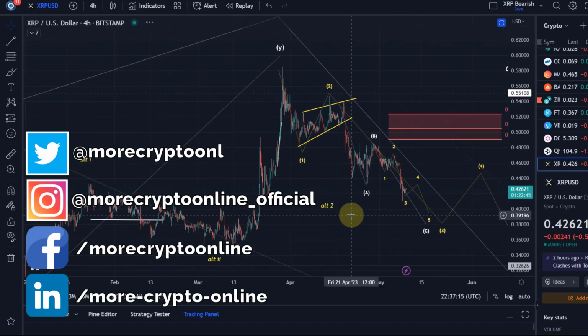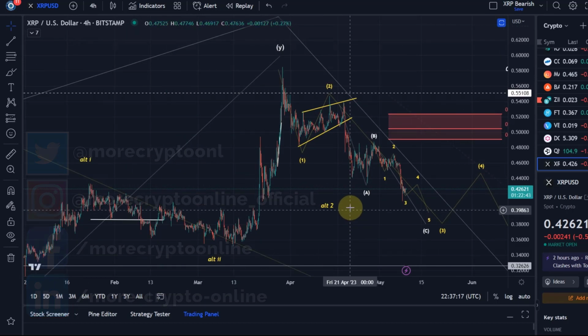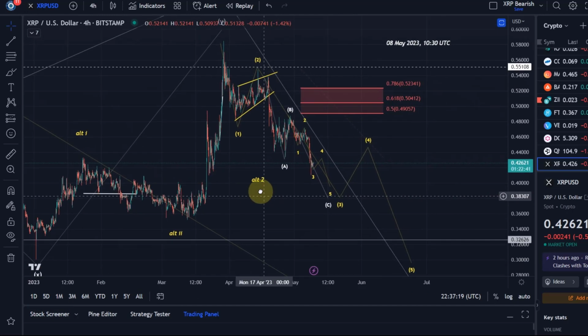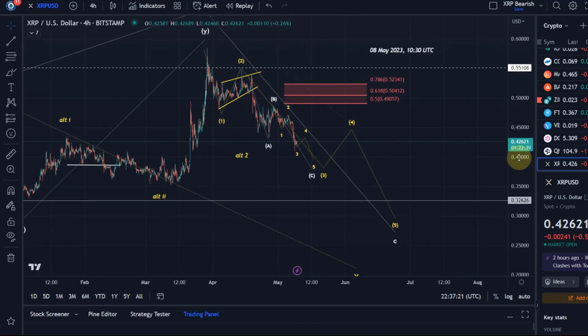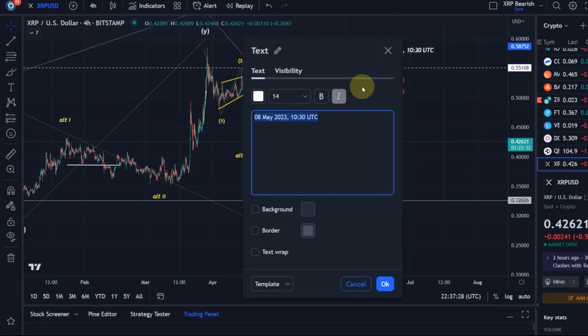Yeah, XRP is doing what it's supposed to be doing here. Coming down further, we are currently tracking this downtrending ending diagonal. By the way, let me just change the timestamp while we're here. Not March, May.